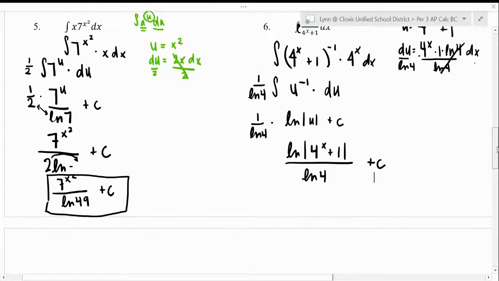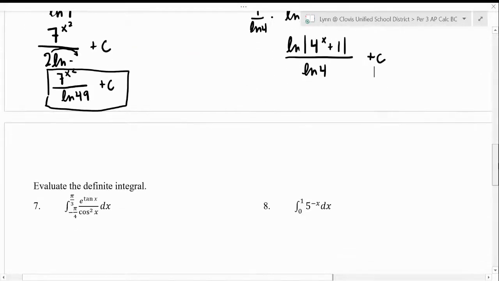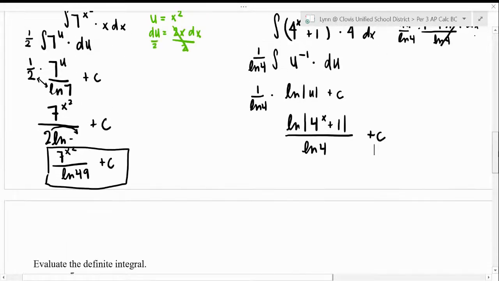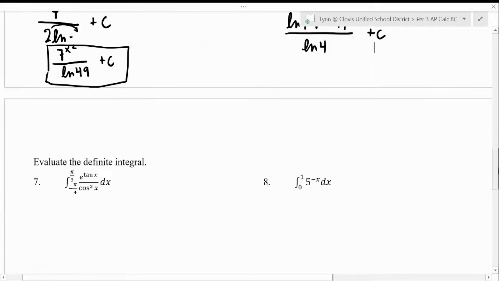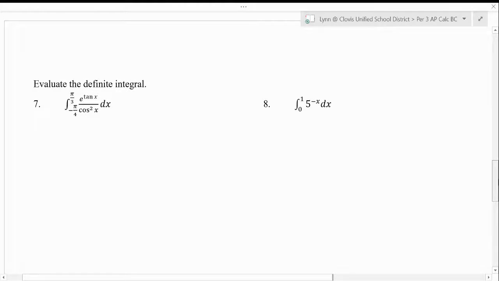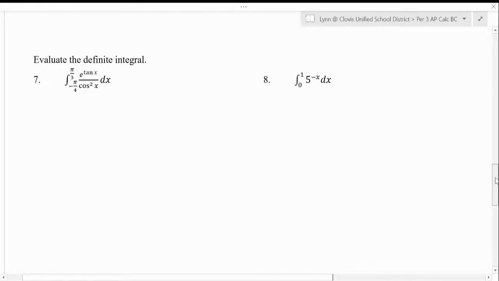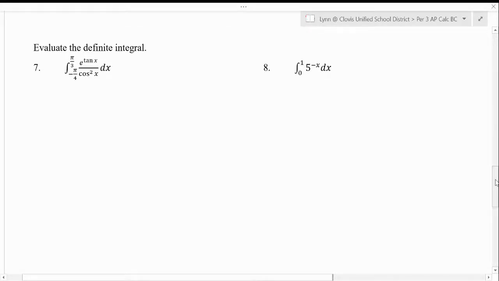But these are tricky, right? These can be tricky. All right, so now we're going to mix it up a little bit. Okay, 7 and 8, so our last two. And for these two right here, we're going to do definite integrals. So definite integrals are when we have the limits on there.